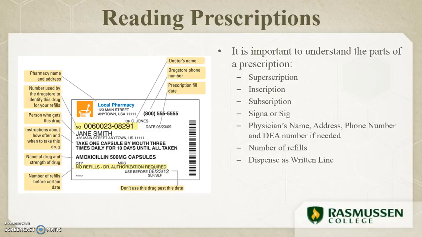And the last one is the dispense as written line. This states whether or not a generic medication can be given, or if it's supposed to be a brand name only medication.